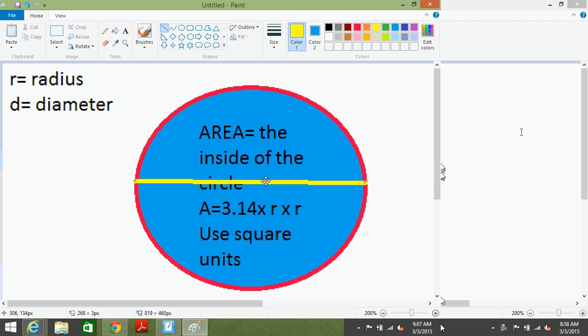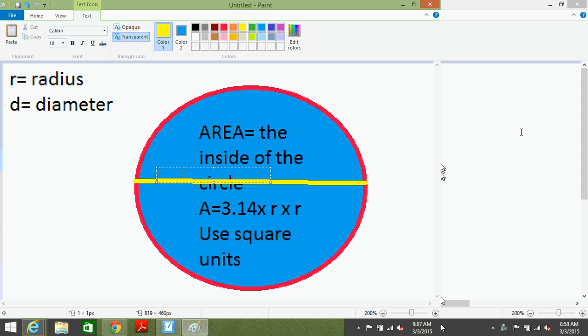Okay. On top of this, we're going to type the word, so choose text. Choose A for text. And we're going to type the word diameter. We're going to keep it yellow. That's a diameter.